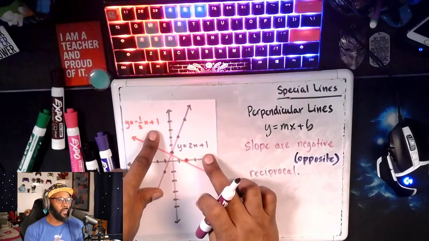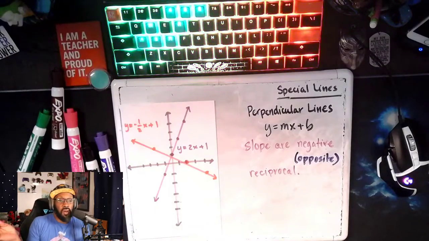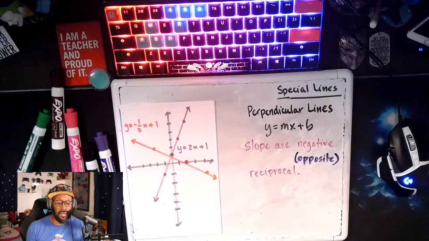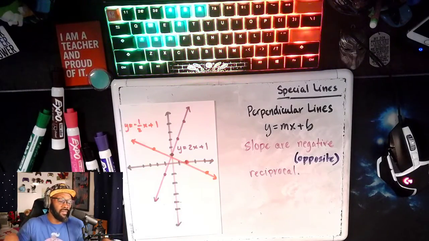Now, you notice that the y-intercepts are the same. So what? Doesn't matter. Y-intercepts can be different. Y-intercepts can be the same. They still can be perpendicular lines. Y-intercepts, don't worry too much about it.